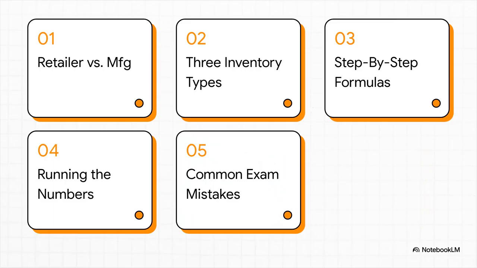Let's get into it. Here's our roadmap for today. We're starting with retailer versus manufacturer cost flows, then moving to the 3 inventory categories, step-by-step cost formulas, running the numbers, and finally wrapping up with common exam mistakes.